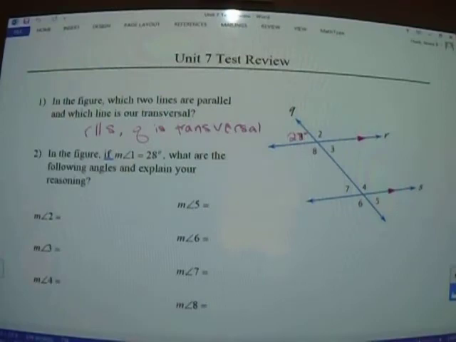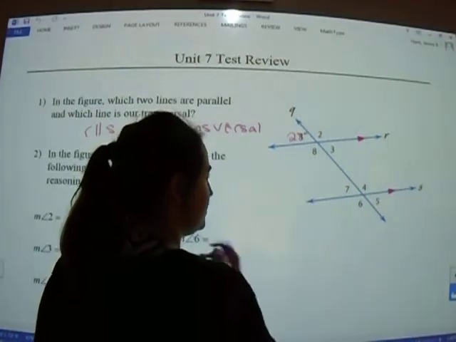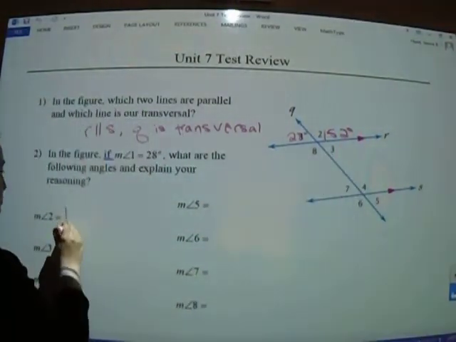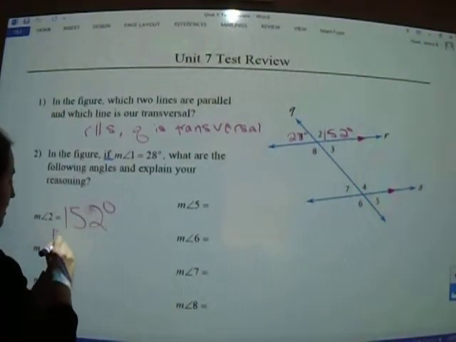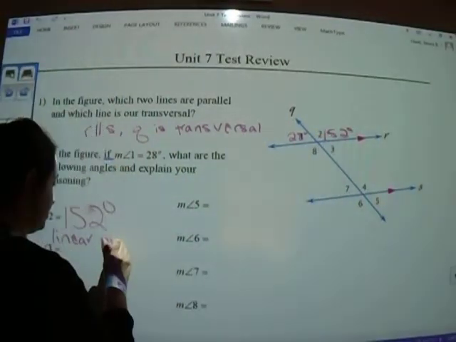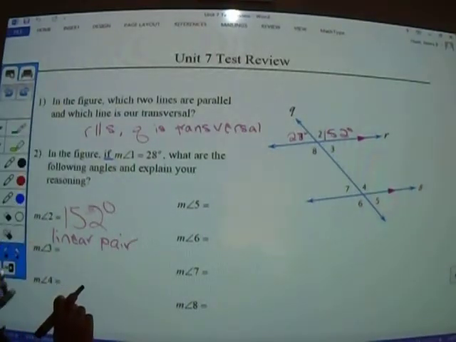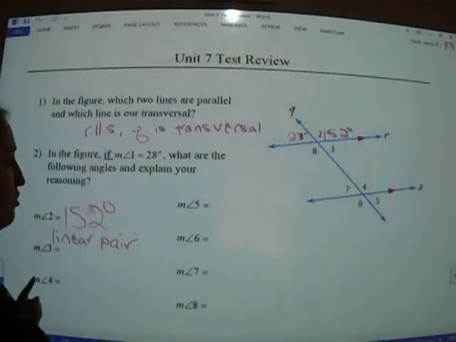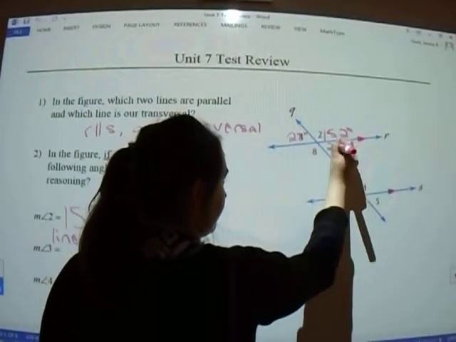Alright, in the figure, if the measure of angle 1 equals 28, what are the following angles and explain your reasoning? Well, measure of angle 2 is 152, right? Measure of angle 2 is 152 because they are a linear pair. They're adjacent and they're supplementary, so they're a linear pair. Measure of angle 3, vertical angles with angle 1, so that's 28 degrees.